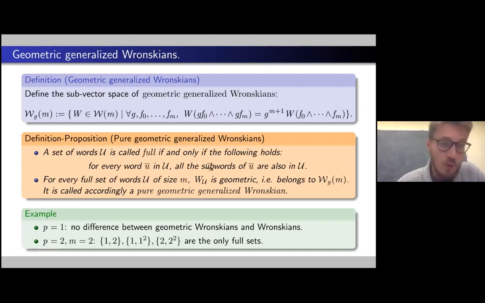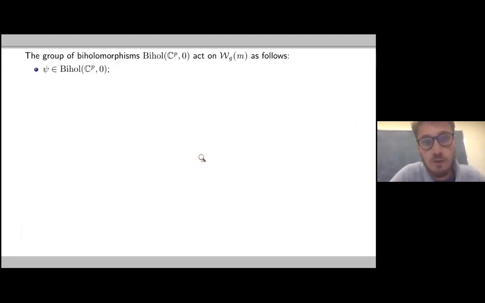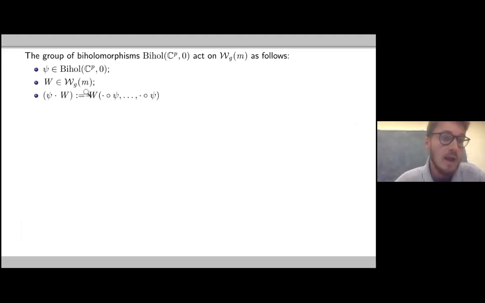Okay, so now we have found among the pure ones the ones that are geometric, but there are actually many more. And there is a way to find some other geometric Wronskians that are not pure in the following fashion. So we consider the group of biholomorphisms of C^p at 0, and we let it act on the vector space of geometric generalized Wronskians as follows. So we take psi a biholomorphism of C^p at 0, W a generalized Wronskian, and we let psi act on W simply by reparametrization on the source of the function.